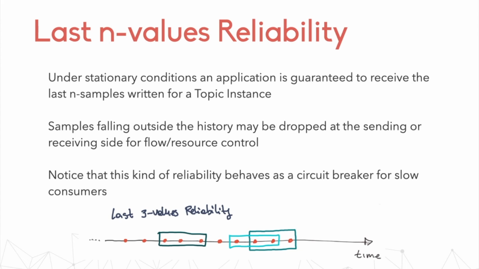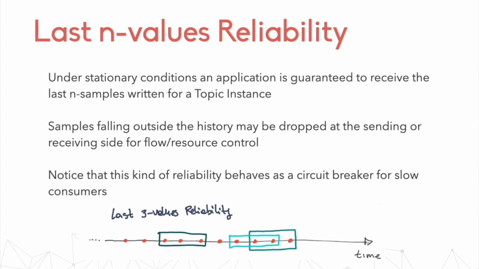Then you can have last n value reliability. Last n value reliability is typically what you get by default when selecting reliable reliability in DDS. In fact, there is a combination of QoS that allows you to get TCP/IP-like reliability. Last n value reliability is quite an important concept, and what it ensures is that under stationary conditions, you will receive the last n samples that were written for a given topic instance.